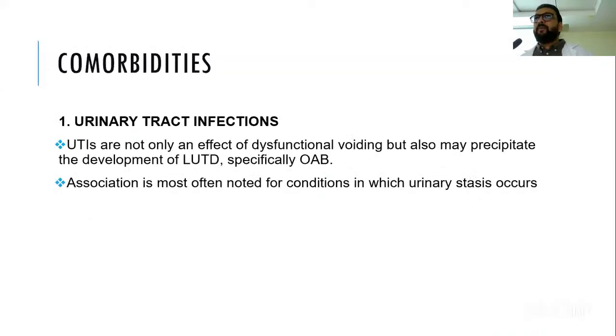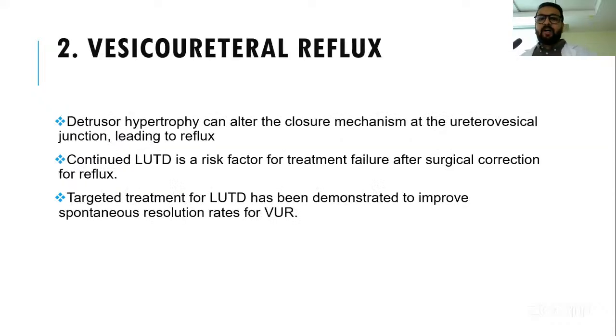Then there are some comorbidities associated with functional urinary tract disorders. First is UTI. It is not only an effect, but may also precipitate development of some dysfunction like overactive bladder. Association is often noted in conditions in which there is urinary stasis. VUR: detrusor hypertrophy can alter the vesico-ureteric junction, which will lead to reflux. Continued dysfunction is a risk factor for treatment failure of the reflux. So LUTD must be treated, so the VUR may be treated itself.